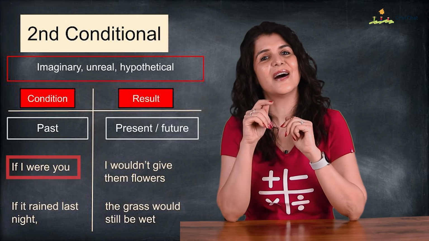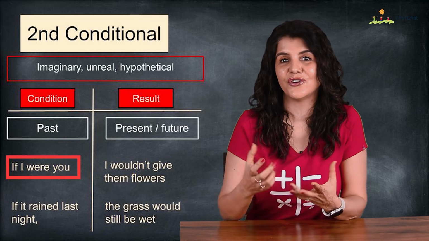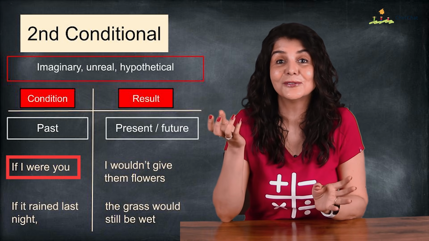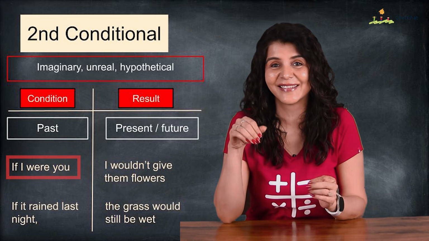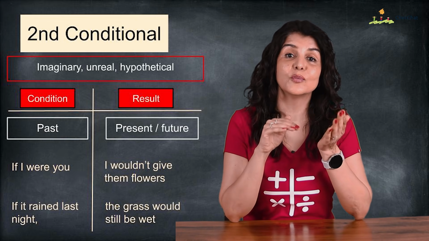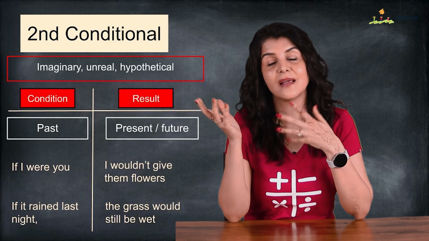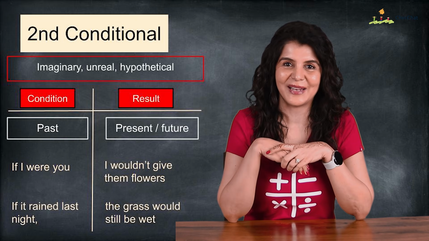Notice I said, if I were you. In the past tense, when you're making a wish, we say, if I were a rich man, leave me a comment if you have heard that song. If it rained last night, the grass would still be wet. This is hypothetical. If it rained, maybe it didn't rain, in which case the grass could be dry as well.